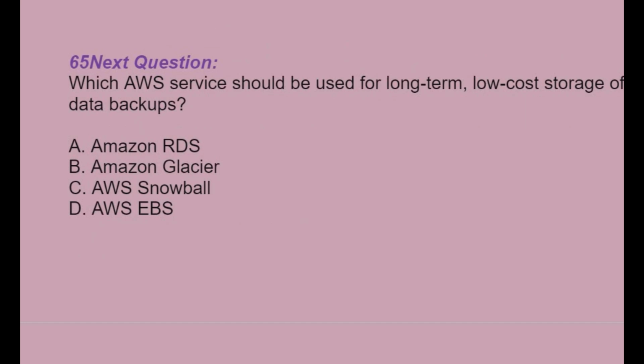Question is, which AWS service should be used for long-term, low-cost storage of data backups? Option A, Amazon RDS. Option B, Amazon Glacier. Option C, AWS Snowball. Option D, AWS EBS. Correct answer is option B.